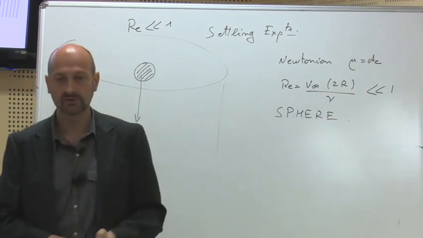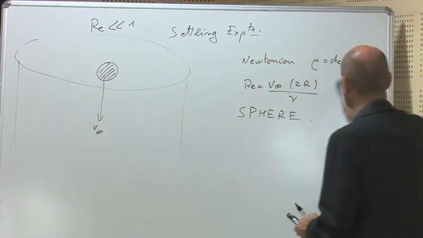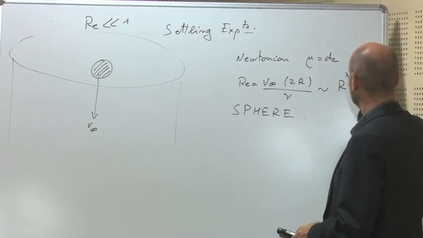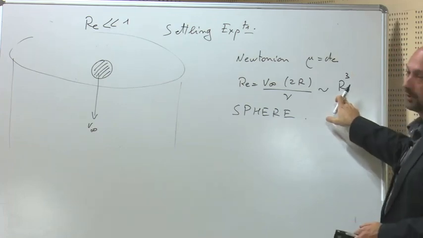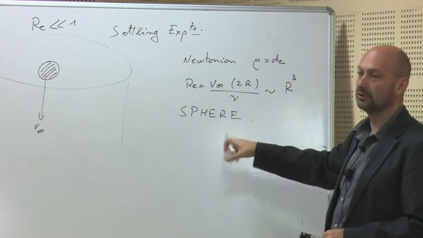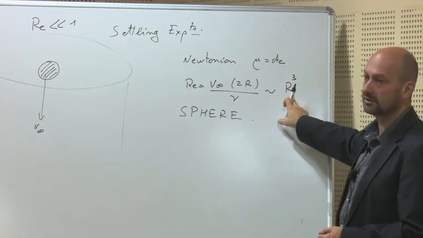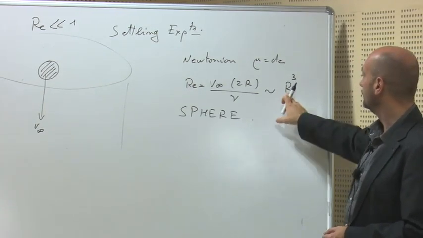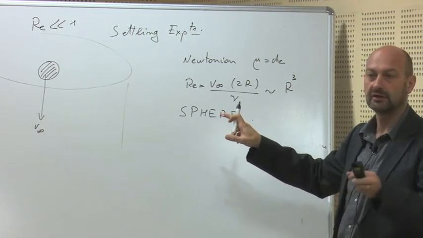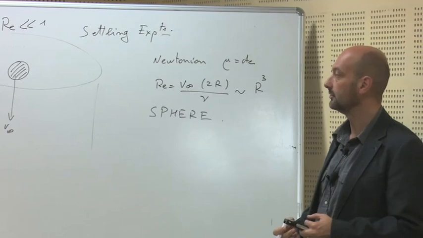And I told you that because the Reynolds number is proportional to R cubed, the simple way is to decrease the size. Because if you do an experiment, you are not going to change the fluid every time. It's very time consuming. So the easy way is to take spheres of different diameter, and as you go to smaller diameters, you will reach Reynolds number 10 to the minus 2, 10 to the minus 3, 10 to the minus 4, and so on. And then you will reach more and more accurately the Stokes drag.